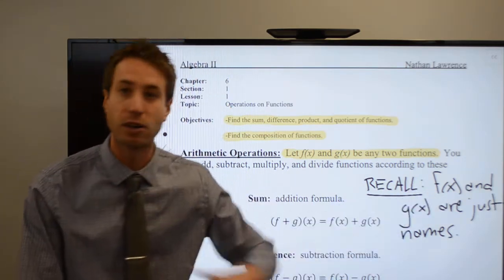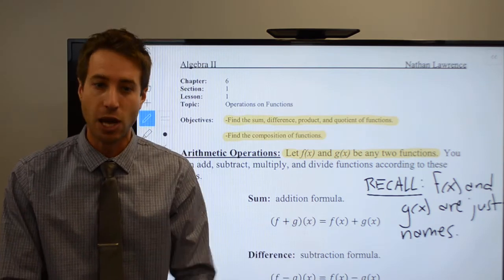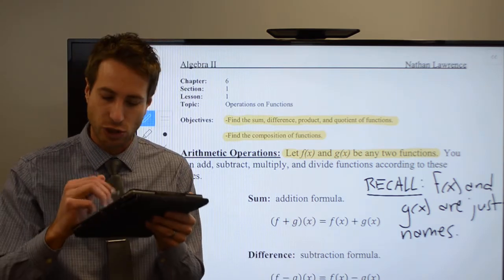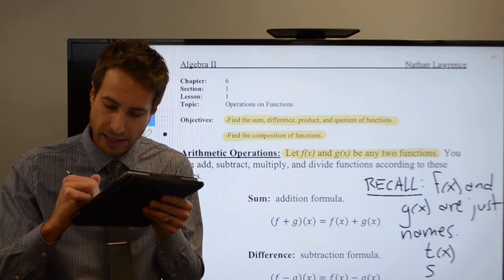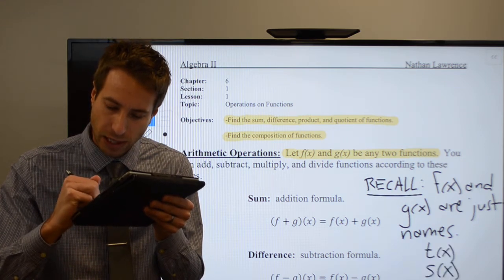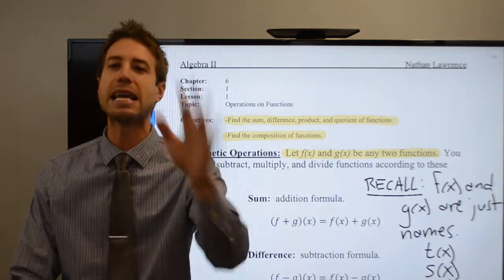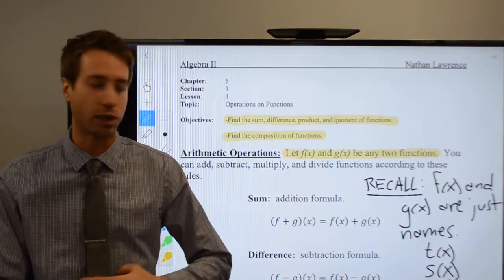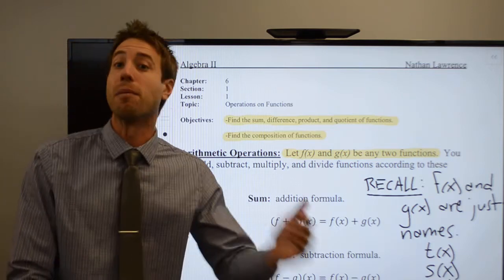I'm calling one function the function f. I'm calling another function the function g. You could use many different things. You could use t of x. We could do s of x. We could do w of x. You can name the function anything. You can name it after yourself if you want to. It's just a name to distinguish the function from other functions.